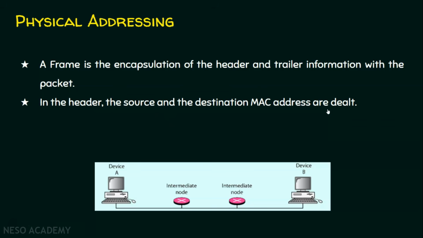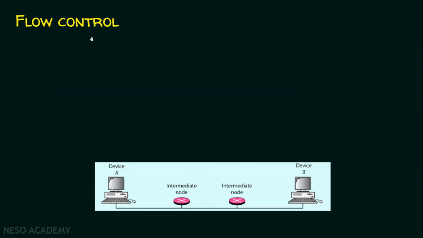If you observe, after adding the IP address information in the network layer, the data link layer is expected to add the source and the destination MAC address. So the physical addressing is one of the services of the data link layer. So far we have seen framing and physical addressing. Now we will move on to the third service, the flow control.